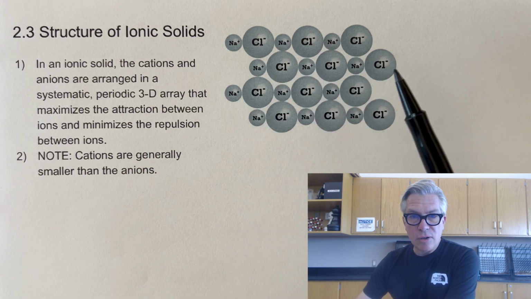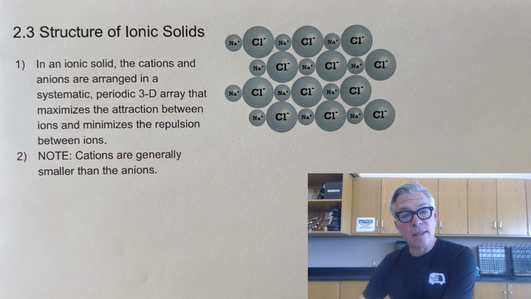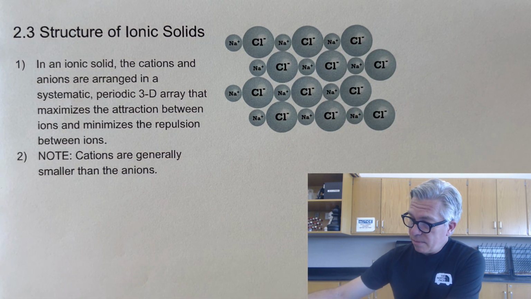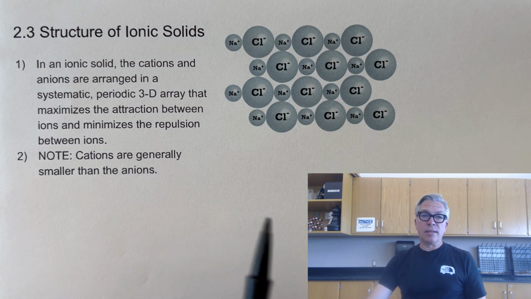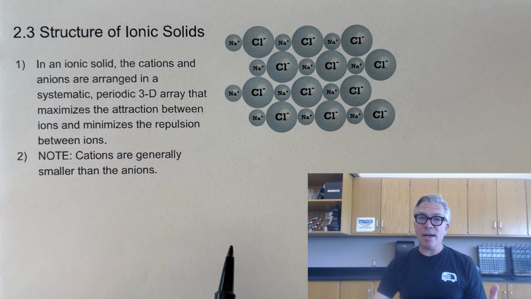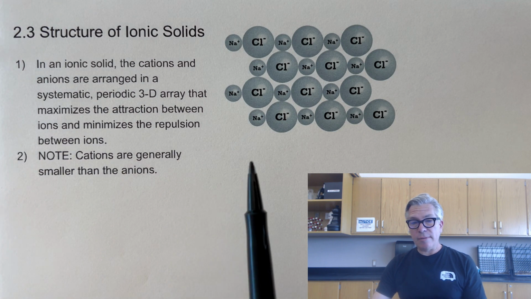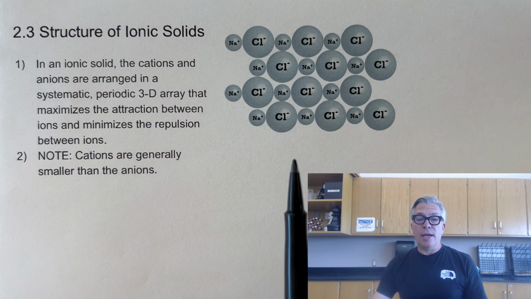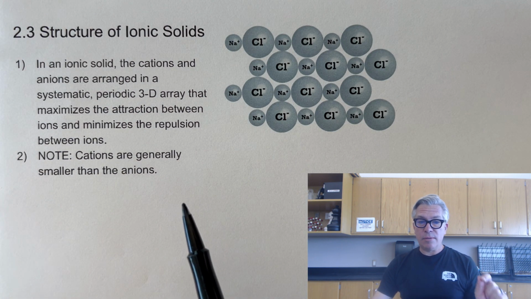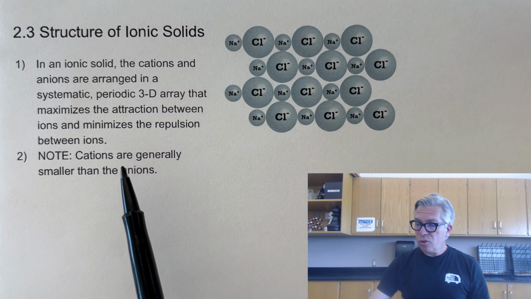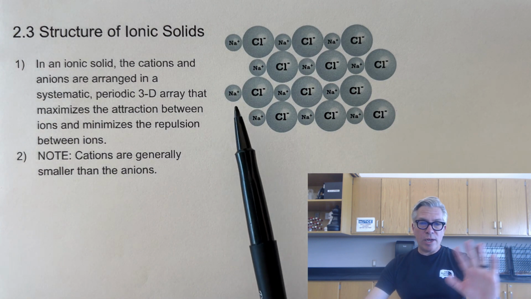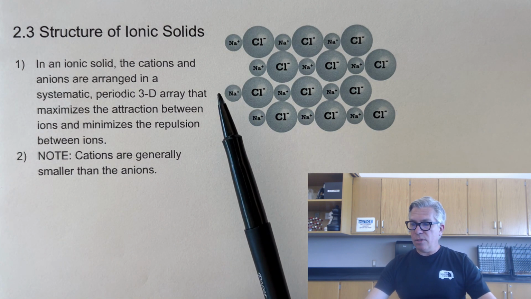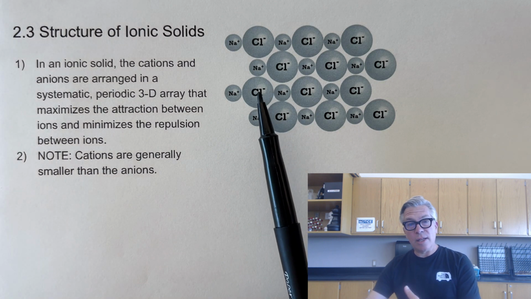And it goes in all directions until we run out of ions, and then the crystal is that size. Note, cations are generally smaller than anions. So you're probably going to be asked to either interpret a diagram like this or draw one. If you're drawing it, make sure your cation is smaller than your anion. And you might be thinking, wait a minute. Sodium is way over on the left, so that's where the big atoms are, and chlorine's way over on the right, that's where the small atoms are.